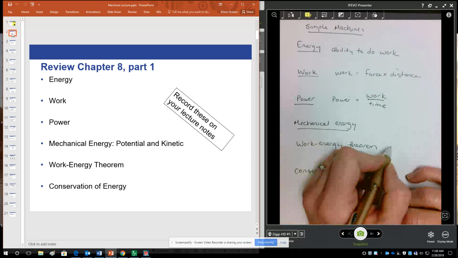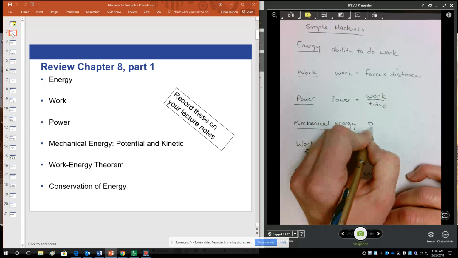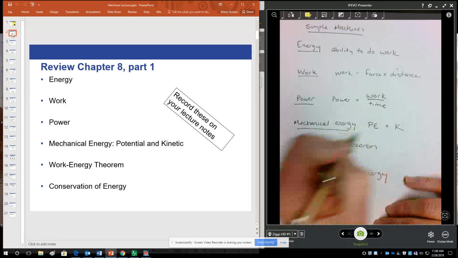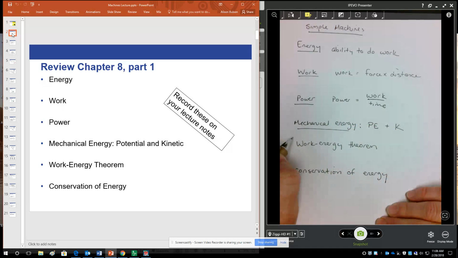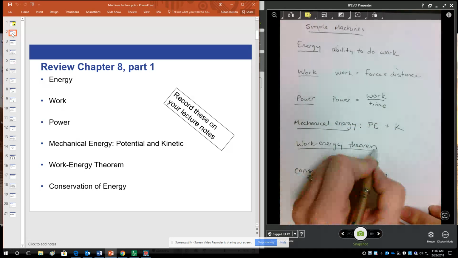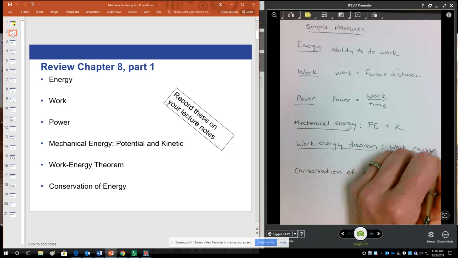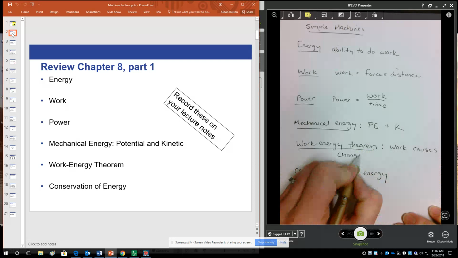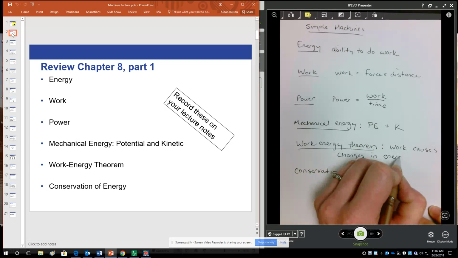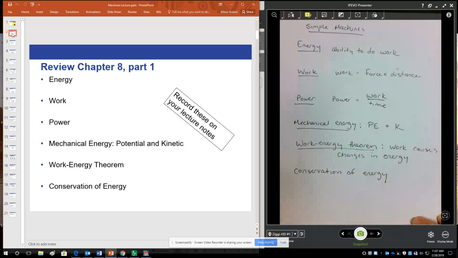Mechanical energy is the combination of potential energy and kinetic energy, whenever those two things occur, or one or the other. The work energy theorem states that work causes changes in energy, and that the amount of work you do is exactly equal to the change in energy of an object. And then finally, the great big idea of physics, conservation of energy, says that energy can never be created or destroyed.